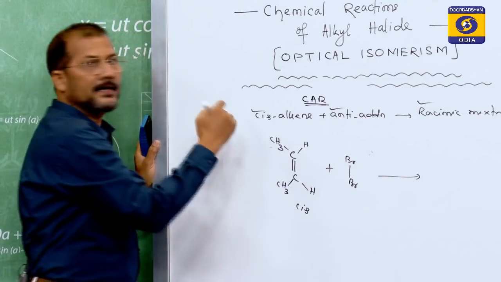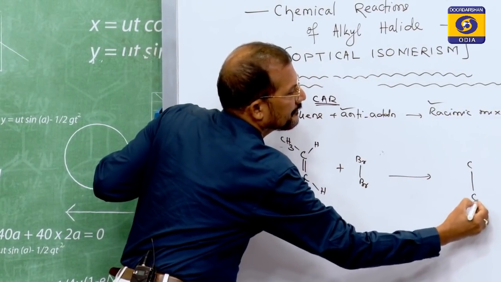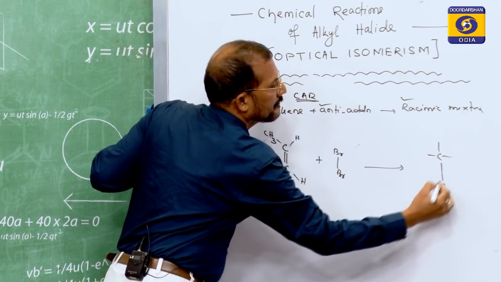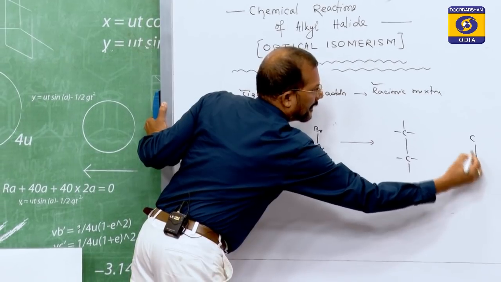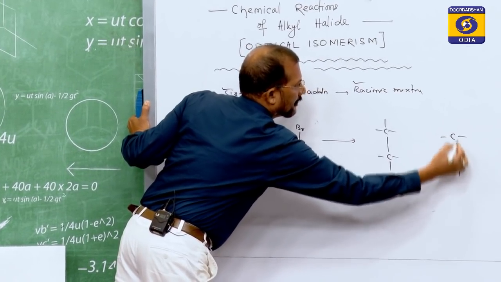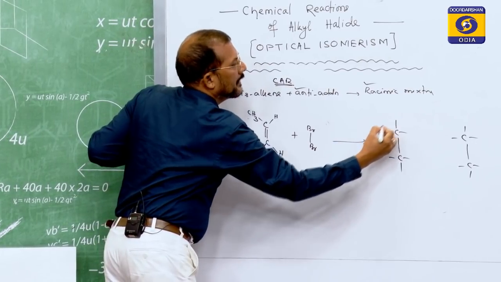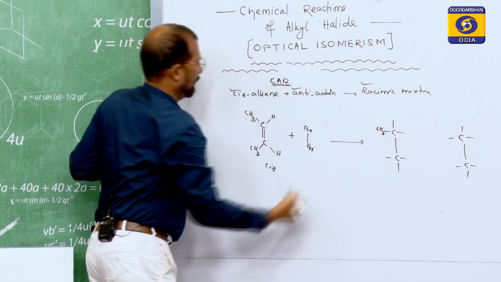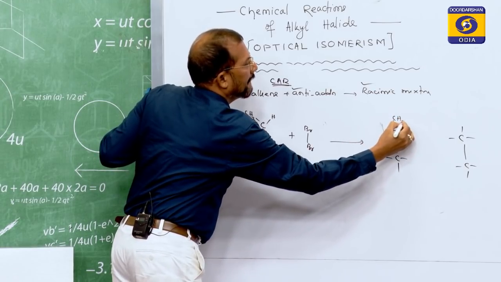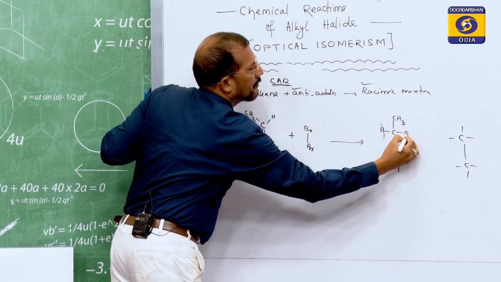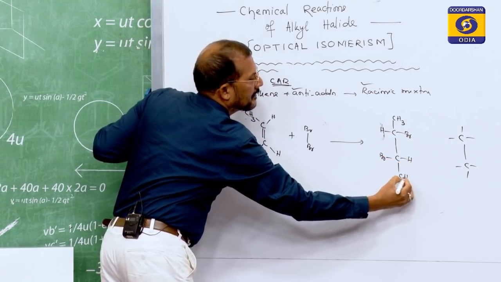So, whenever this is added, we will get a compound like this, which has 50-50 percentage of possibilities. So, here is CH3, or suppose here is CH3, H, Br, Br, H, CH3.